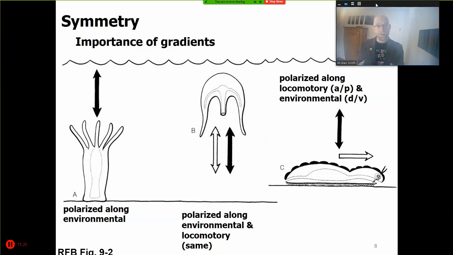Dorsal and ventral then suggest a differential response to the environment: perhaps an exposed surface dorsally and a feeding surface ventrally at the minimum, or a locomotory surface and a defense surface on the ventral and the dorsal side respectively. So when we're talking about symmetry, polarization in response to an environment is an important thing to consider when we think about the evolution of bilateral symmetry.